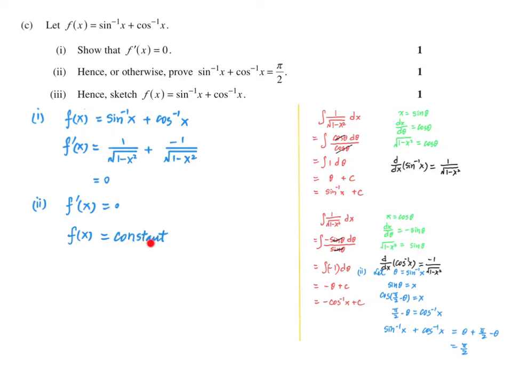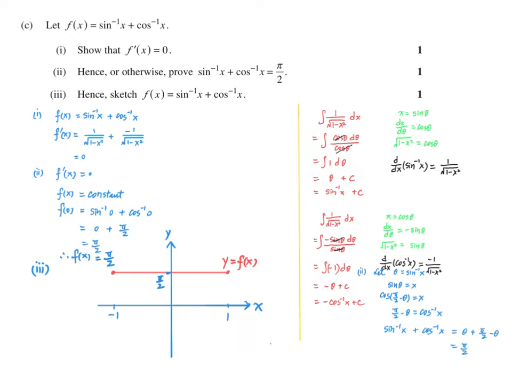x equal to 1 goes to that particular value, x equal to 2 goes to that particular value. So we can just substitute anything you like. Let's say we substitute x equal to 0. Arc sine 0 gives you 0. Arc cosine 0 gives you pi over 2. So 0 plus pi over 2 equals pi over 2.